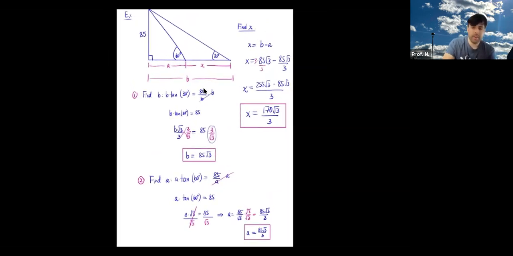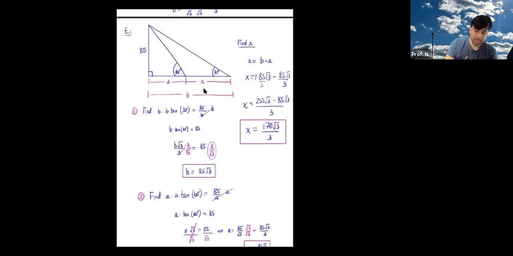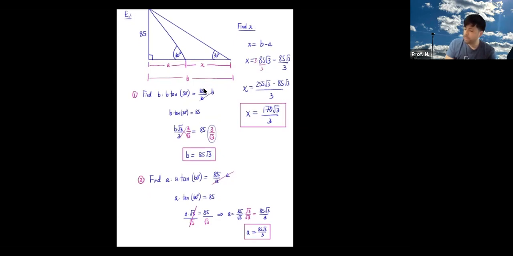So the hardest part here is to know what to do, know what steps to get X, right? And that comes from understanding the triangles that you're given and knowing what trig ratios to use to find those missing sides. And once you're able to find those missing sides, you see the way you can combine them to get the missing side X. So there's a lot of problem solving involved here.